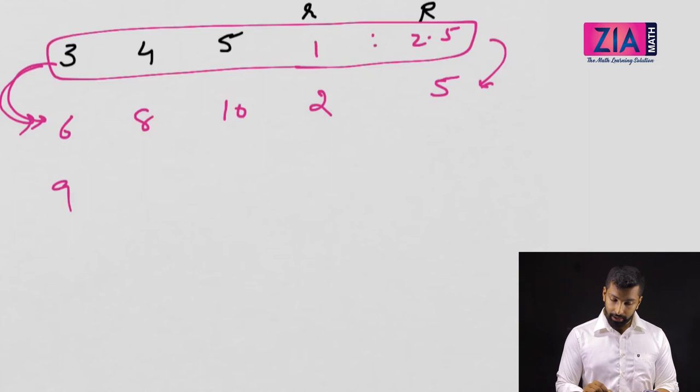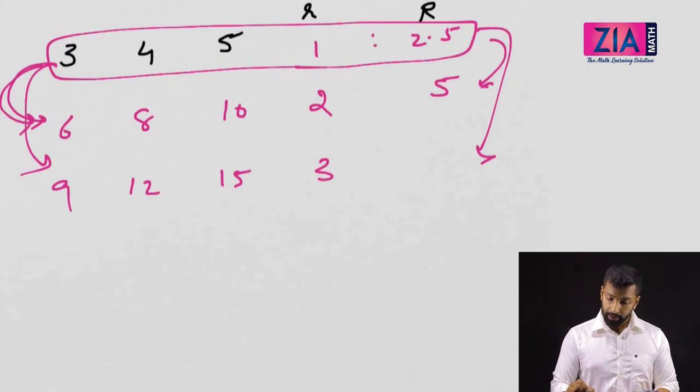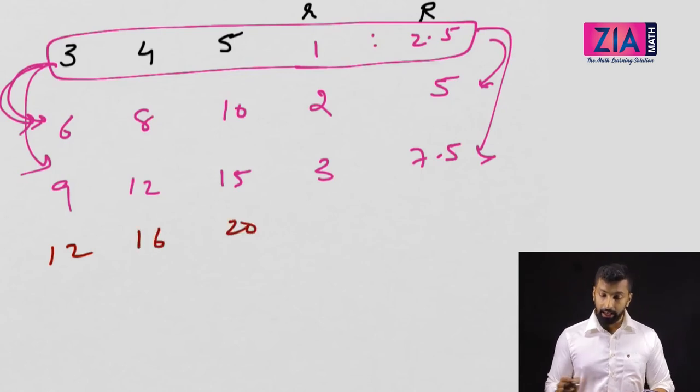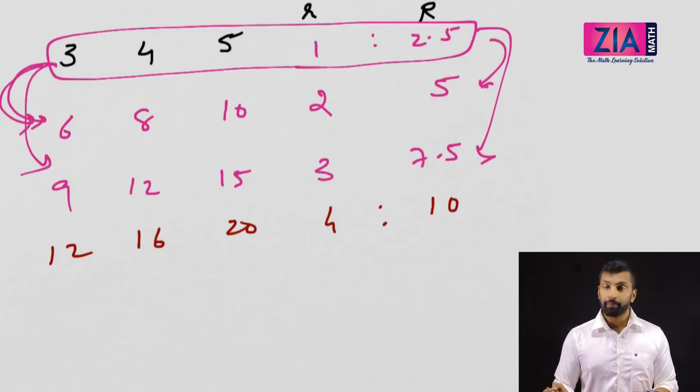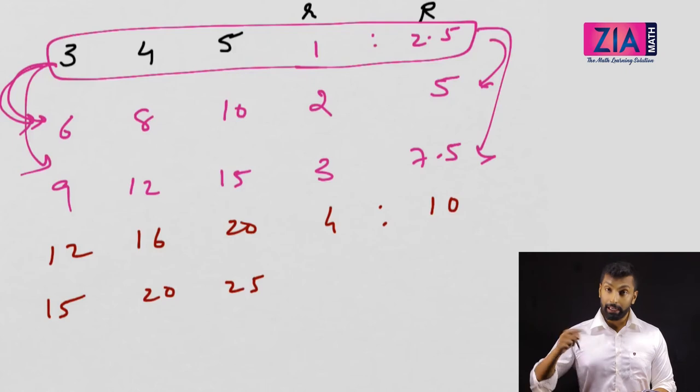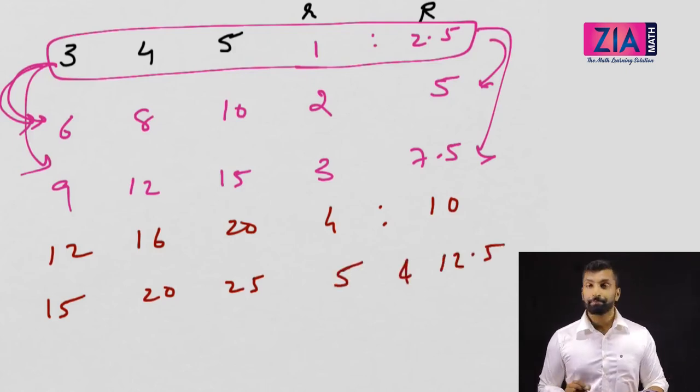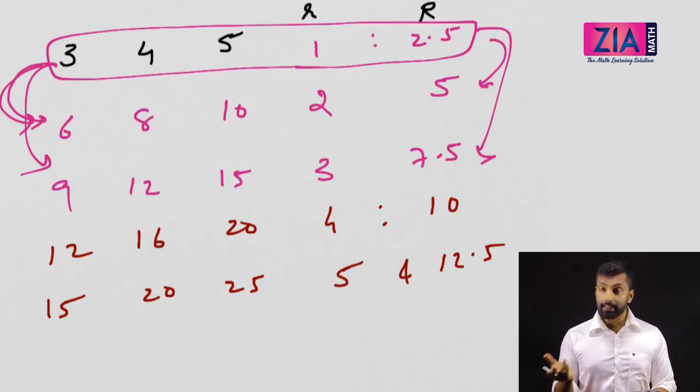So what about 9, 12 and 15? This you need to multiply with 3, because here it is multiplied with 3. So 3 and 7.5. So what about 12, 16, 20? Multiplying with 4, so 4 and 10. What about 15, 20, 25? Here you are multiplying with 5, so 5 and 12.5. So now onwards this ratio is enough for you.